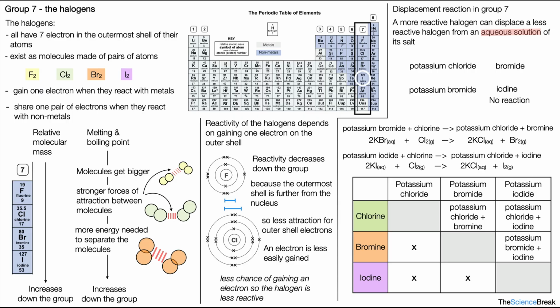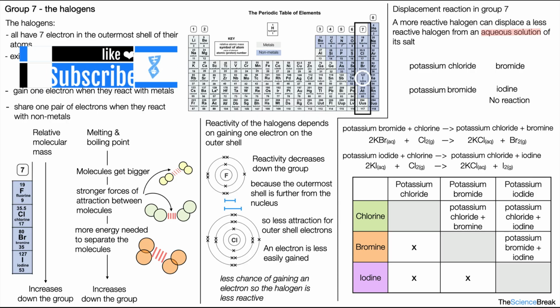So that's pretty much it. AQA, atomic structure and the periodic table for chemistry.